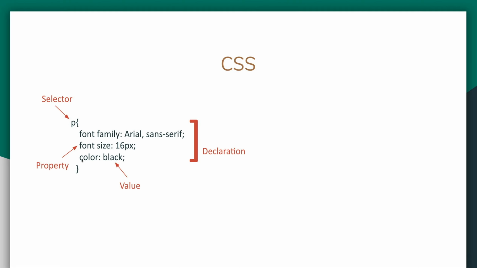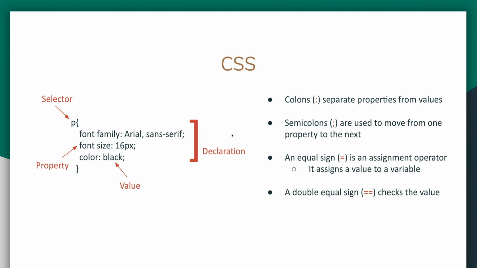But so we have properties: our color, our font size, our font family, those are all properties. And then every property has a value, which in this case, our color would be black, or our font size would be 16 points, or our font family would be Arial and sans serif. So a few other things I want to note. Colons are always used to separate properties from values. As you can see here, we have a colon separating our property, font family, from our value, Arial and sans serif. Semicolons are used to move from one property to the next. You can see we have a semicolon between our font family and our font size.